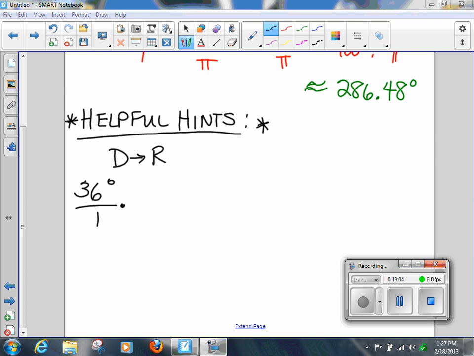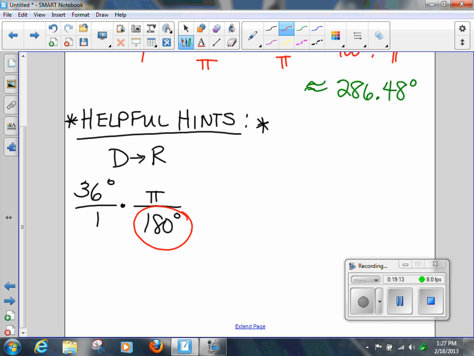Just to recap. If you start with degrees on top, you have to have degrees on the denominator. Okay? This is what we're looking for right there. Make sure the degrees is on the diagonal. Make sure whatever you're trying to find is on the diagonal. The diagonal is what's important. And then if we were going radians to degrees, then we would have something like pi over 7.